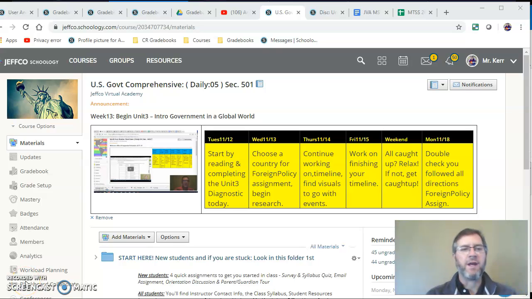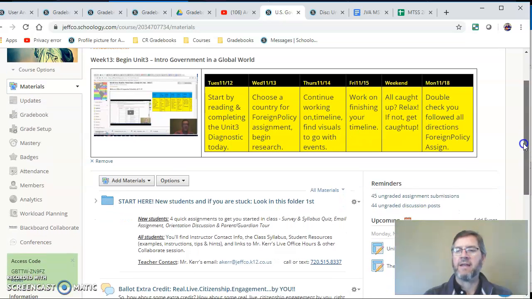Mr. Kerr here, and we are starting out Unit 3. So week 13 here, we are beginning Unit 3. We call this Introduction to Government in a Global World. So this is still about U.S. government, but this unit is really about how everything we've learned, the development of our government, and then we talked about the Constitution and the media, and then how that interacts with other countries and other people around the world. And that's what we're going to focus on in this unit.